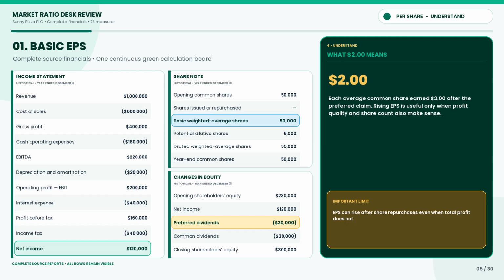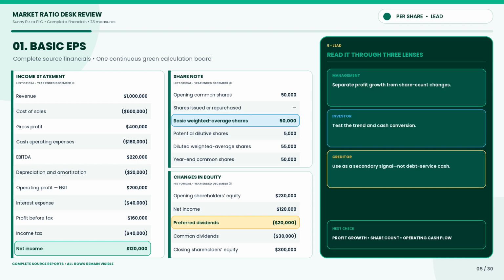Management should separate genuine profit growth from share count changes. Investors should examine the EPS trend, cash conversion, and one-time gains. Creditors treat EPS as a secondary signal. Stronger earnings may support the equity cushion, but debt is repaid with cash, not EPS.